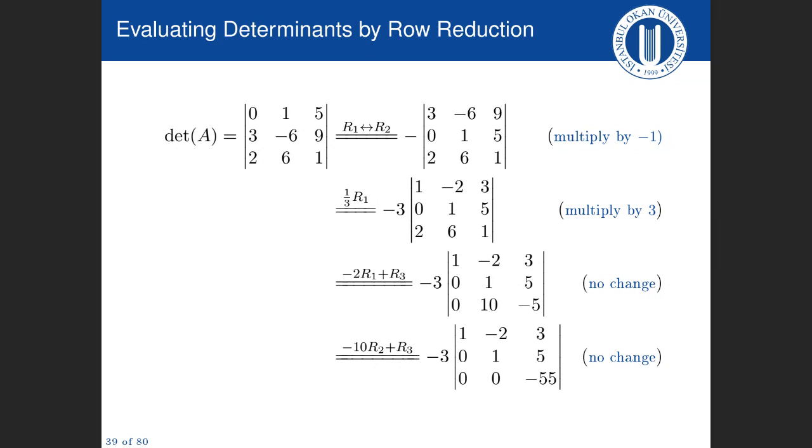And then I have an upper triangular matrix. To calculate the determinant of the upper triangular matrix, we just multiply the entries on the main diagonal. So 1 multiplied by 1 multiplied by minus 55.